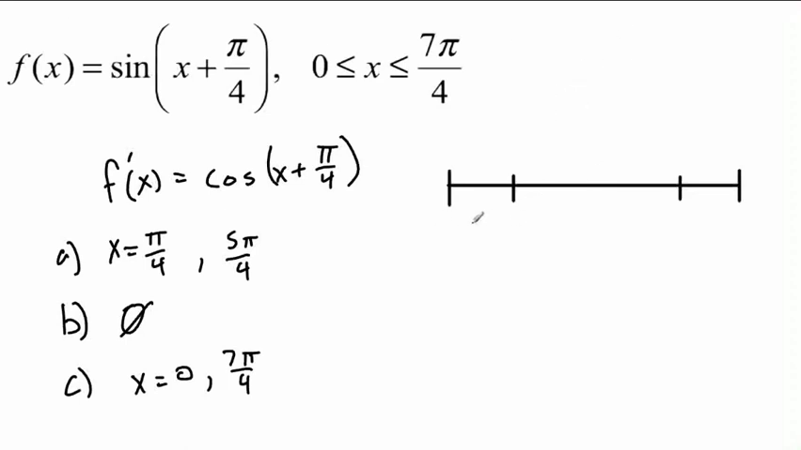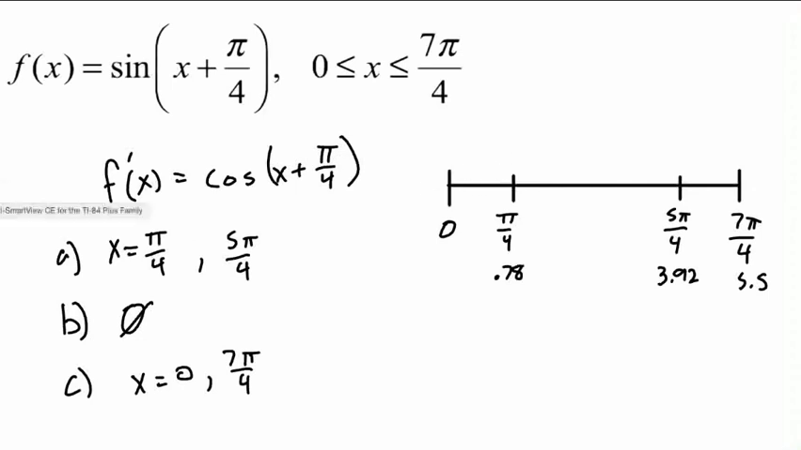So we got to check a couple places. We got to check 0, pi fourths, 5 pi fourths, and 7 pi fourths. Now, we got to check somewhere in between, and what we're doing is checking points within the derivative. If you plug this in your calculator and find a decimal approximation, pi fourths is about 0.78, 5 pi fourths is going to be about 3.92-ish, and this is going to be 5.5. So I'm going to plug stuff into my derivative and see what the sign is going to be. And I've already done that.